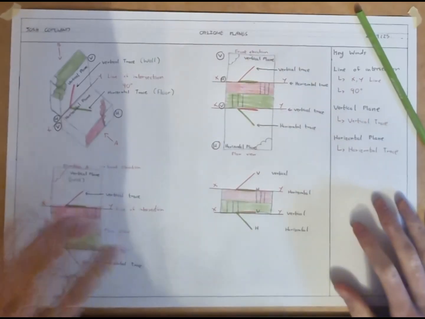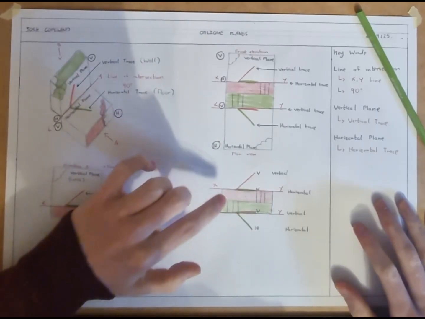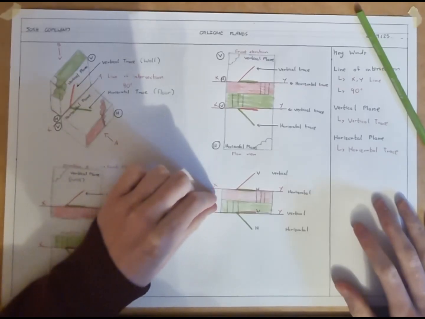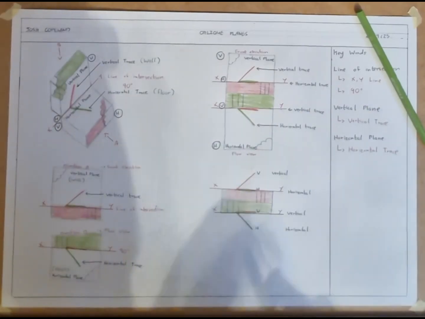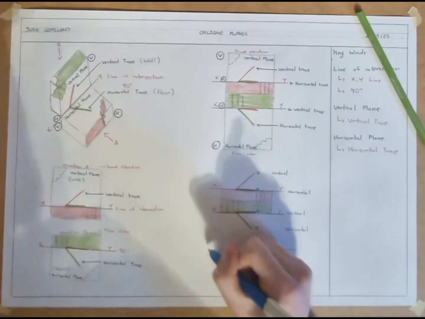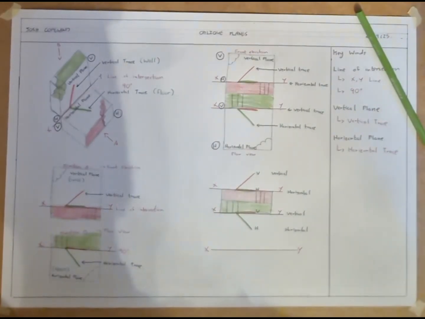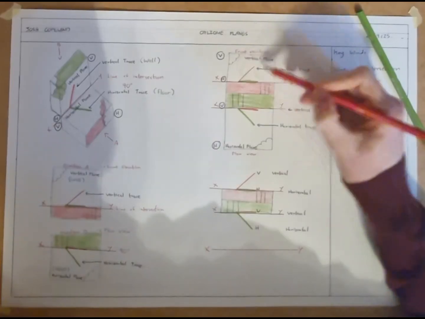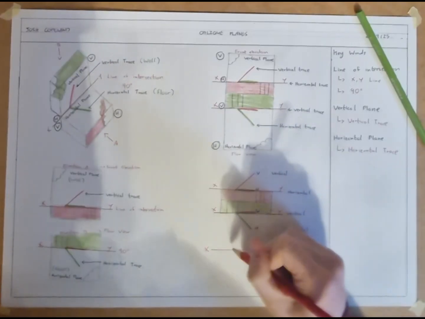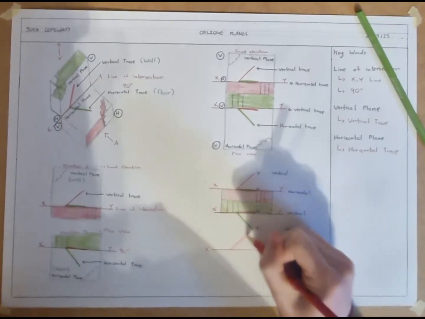Now for the final section, what we're going to do is remove these 3D representations of the vertical trace and the horizontal trace. And that way we're going to combine our two XY lines. So to start it off, let's draw our XY line here and call it XY. We know that even though the vertical plane and the horizontal plane are not visible, they are still there. We're going to draw our vertical trace, just like so.